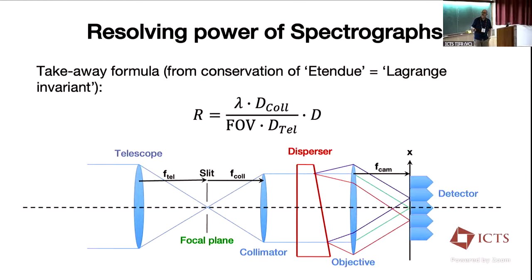And so in the next 10 minutes, I will show you a few examples of dispersers, because we want to get the highest possible dispersion here to increase our resolving power. So this is the formula to remember when you build the spectrograph. There is no miracle around that.